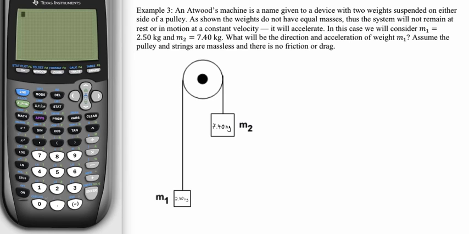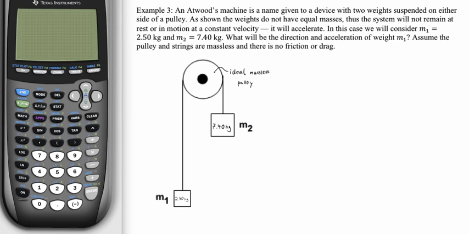So those will come up in our calculations. And the question is, what will be the direction of acceleration of weight m1? And we are assuming that the pulley and the string are massless. Okay. So basically what we have here is an ideal, which is shorthand for frictionless, massless pulley. And if you want to see the effects that mass has on a pulley, look at problems that involve rotational dynamics. But here we're just dealing with translational dynamics.